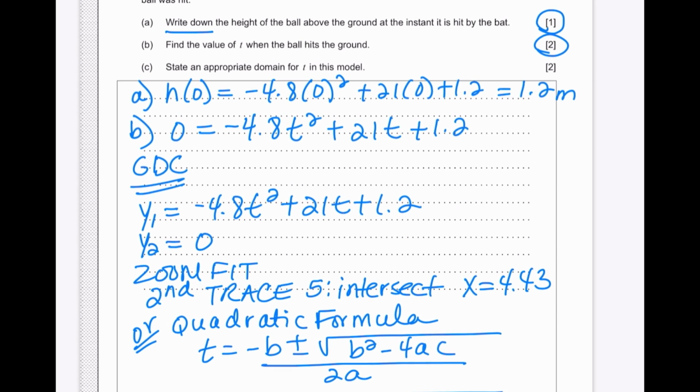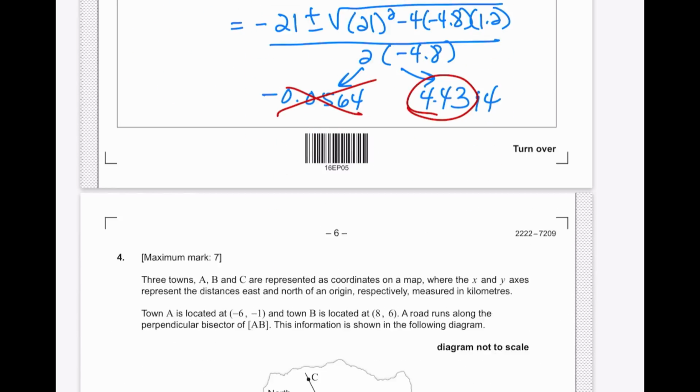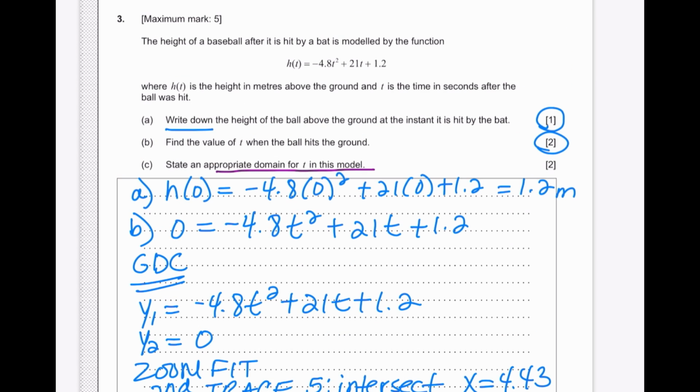Finally, for part C, it says state an appropriate domain for t in this model. What is domain? So basically this is the idea. You're going to graph this. The height of the baseball at time 0 is at 1.2. The baseball is going to go up and then it's going to come right back down. This function is time versus height. Domain is what's on your x-axis, your input. So in this case, time is domain. So when it says what is an appropriate domain for t in this model, well, you're starting at time 0.